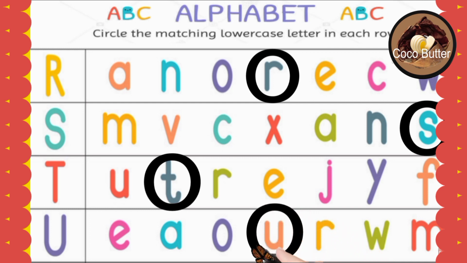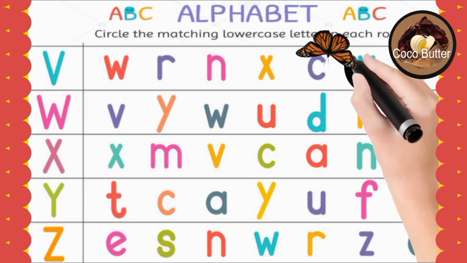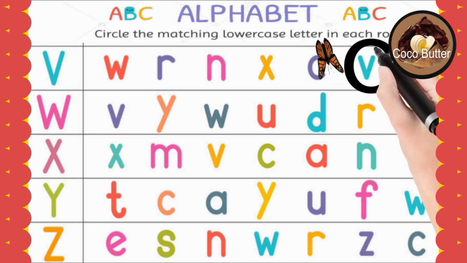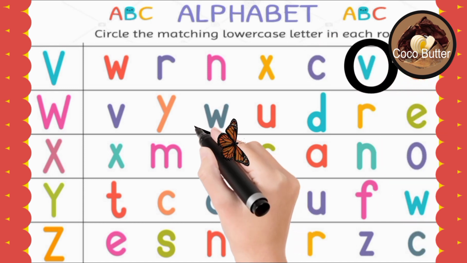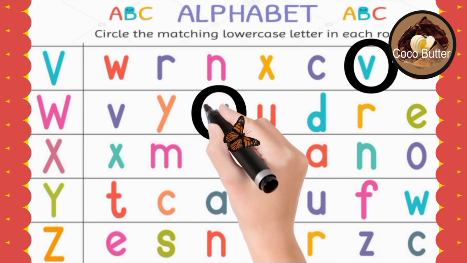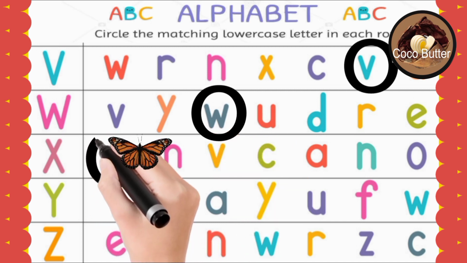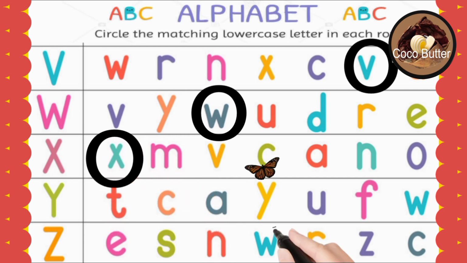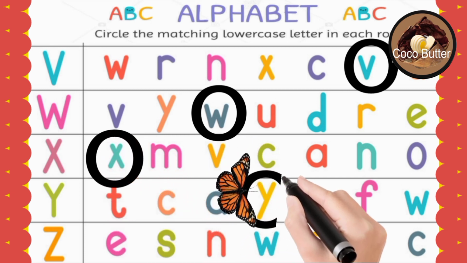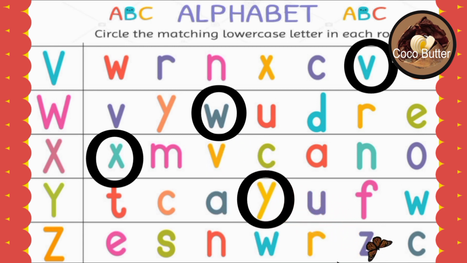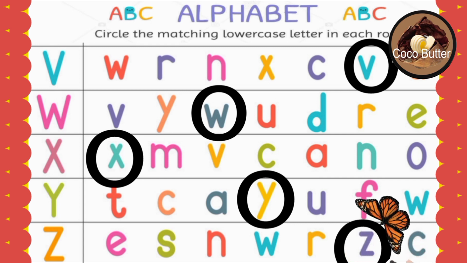U is for umbrella. V, capital V, small v. V is for van. Uppercase W, small case w. W is for watch. X, uppercase X, small case x. X is for X-ray. Uppercase Y, small y. Y is for yo-yo. Uppercase Z, small case z. Z is for zebra.